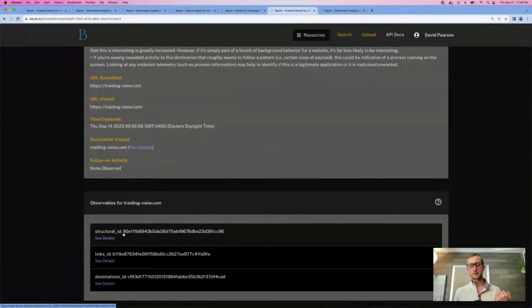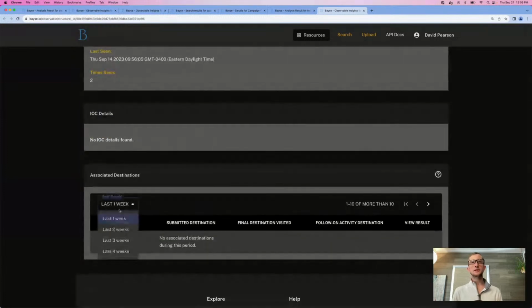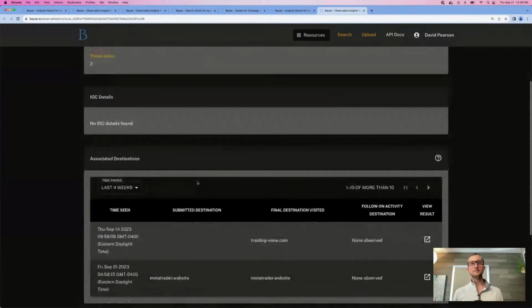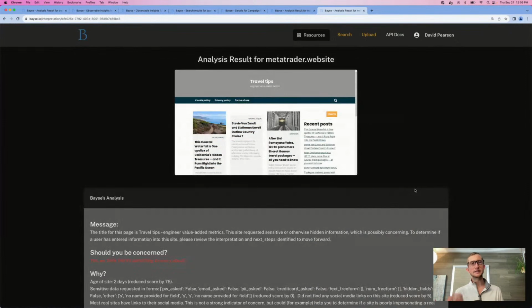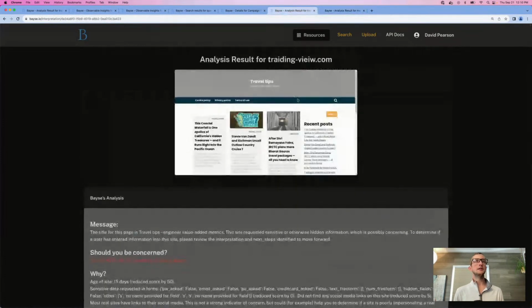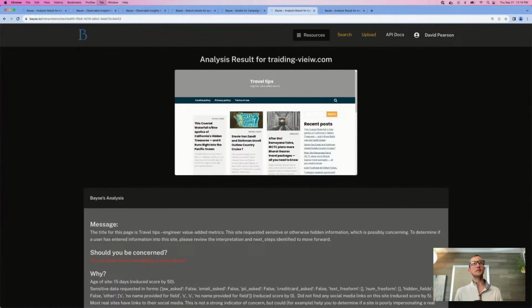So the structural ID is the most precise match. And so we see that we saw it twice, back to September 1st. So let's go ahead and crank this puppy back and look back farther. And so we can see that older site was metatrader.website. So we can pivot on that and see that, yes, in fact, it looks identical to this other one, right? You can see one interesting thing is the image didn't load in one of these things.